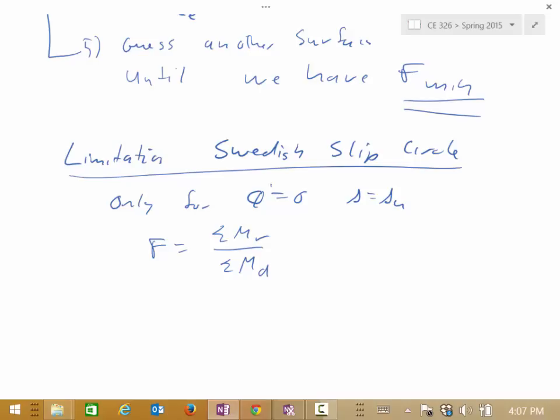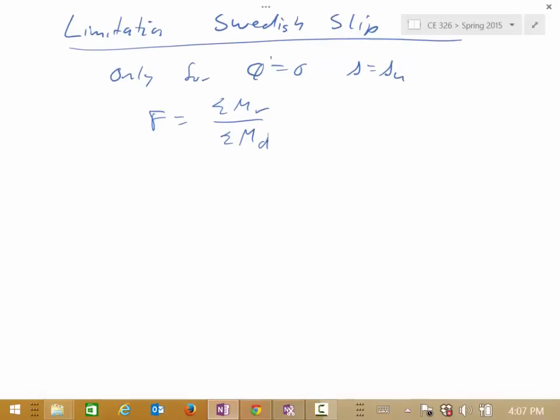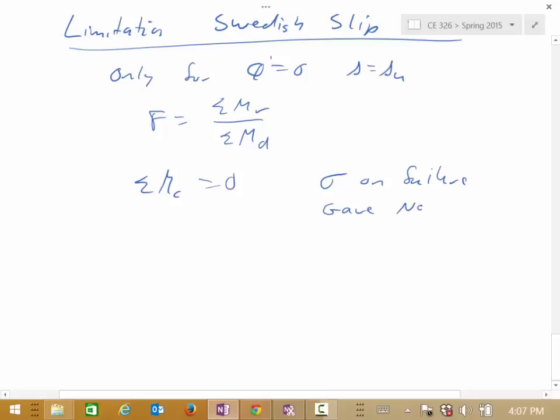Why do we sum moments about the center of the circle? We eliminated what? Right, when we did summation about the center of the circle, sigma on the failure surface gave no moment, right? So we didn't need to know that, but why is it that we didn't need it? It's actually sigma prime. Why didn't we need to know sigma on the failure surface? We chose to sum the moment about the center because we didn't want to know that. Why didn't we need to know the normal stress on the failure surface?